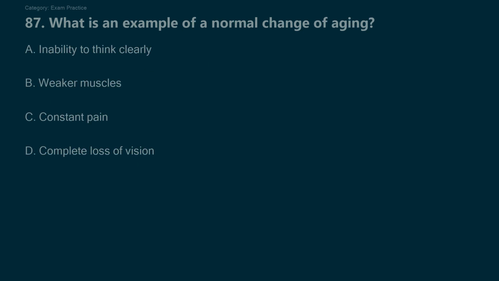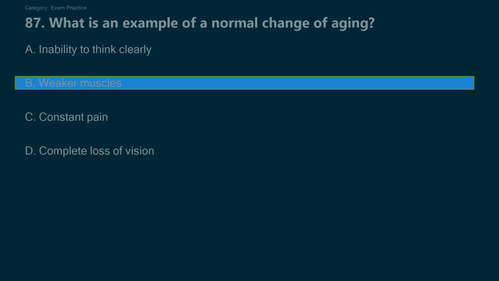Question 87. What is an example of a normal change of aging? Option A. Inability to think clearly. Option B. Weaker muscles. Option C. Constant pain. Option D. Complete loss of vision. The correct answer is option B. Weaker muscles.